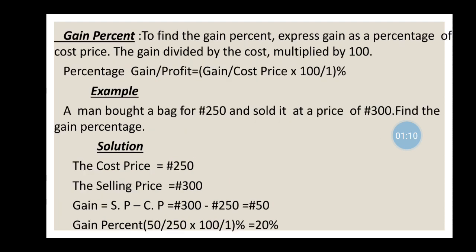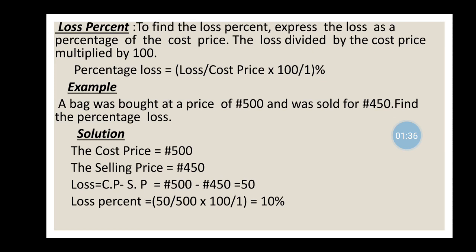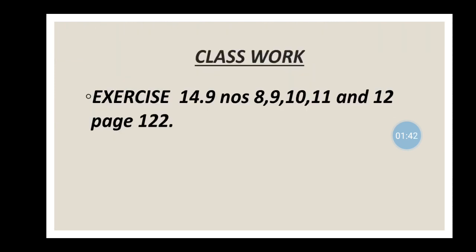Then we looked at profit percent or gain percent, and also loss percent. The formula for gain percent is gain over cost price times 100 over 1, while the formula for loss percent is loss over cost price times 100 over 1%. We also looked at a few examples. Please don't forget these formulas, as they are very important, because without the formulas you cannot solve questions on this. Classwork was also given.